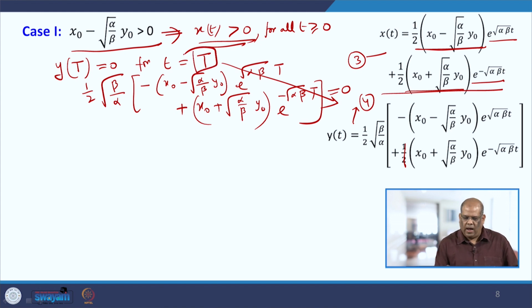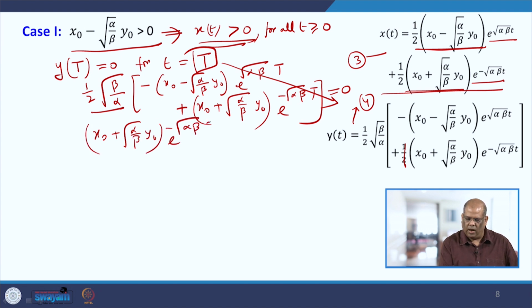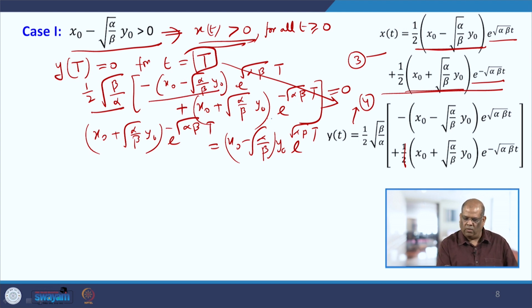So this will imply that this is a non-zero quantity. So it will imply that x0 plus root of alpha by beta y0 into e to the power minus root alpha beta times t is equal to x0 minus root alpha by beta y0 e to the power root of alpha beta times t. So basically what I have done is that this particular thing is equal to 0, and I have taken this to the right hand side.